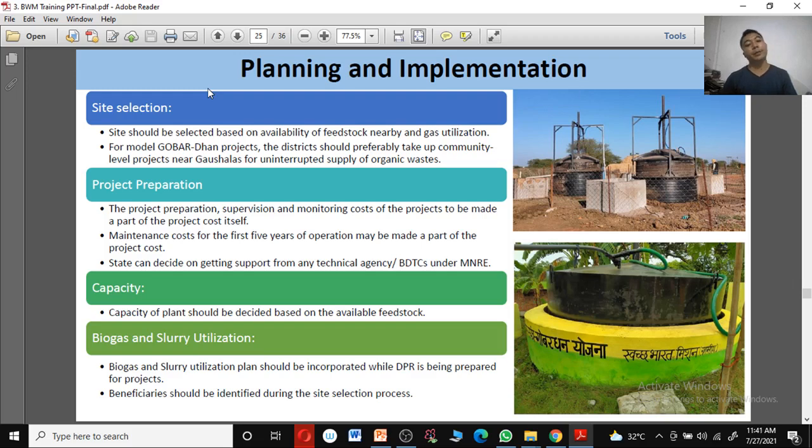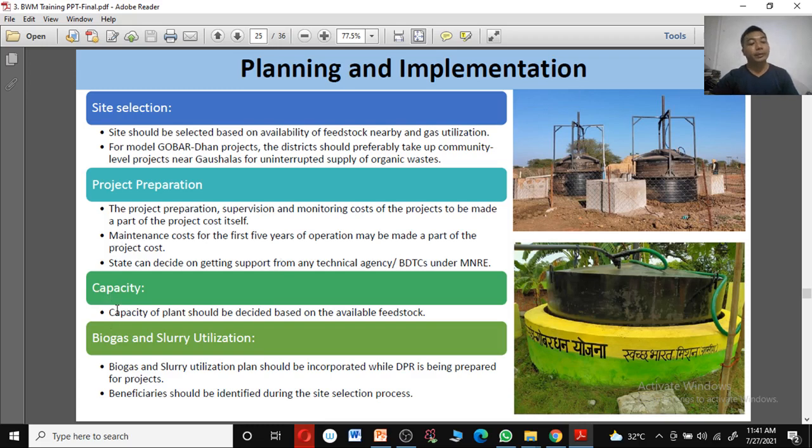Number 2 is project preparation. The project preparation, supervision and monitoring costs of the project are to be met as per the project cost itself. Very important, the preparation of the project, supervision and monitoring costs of the overall project have to be met as part of the project cost itself. Maintenance costs for the first 5 years. When the DPR has to be prepared, it has to be well planned. At least for 5 years, the project has to be operated, and the costs need to be visualized in the DPR preparation. The State level has to decide to get support from any technical agency for this overall project.